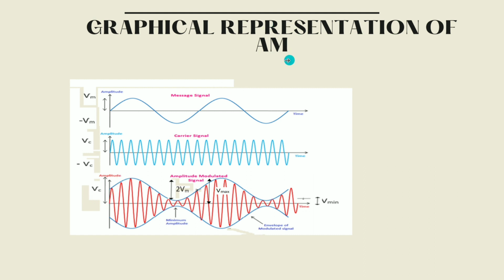Once the amplitude modulator receives the message as the input signal, according to the definition, the carrier voltage is going to be varied. That is, it is going to be either increased or decreased, depending upon the maximum value of the message at the positive end as well as at the negative end. The carrier voltage is going to be varied.